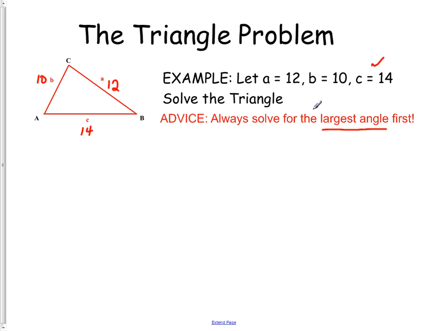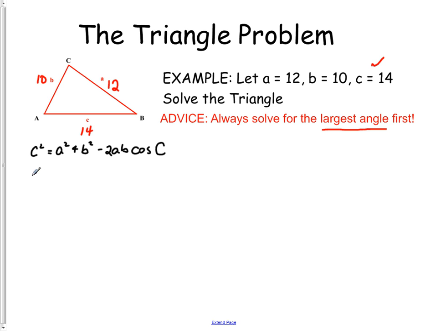So we're going to solve for angle C first, and that means we're going to set up C squared is equal to A squared plus B squared minus 2 times the product AB times the cosine of the missing angle C. By the way, looking for the largest angle first is going to avoid one of those ambiguous situations that we could possibly run into.